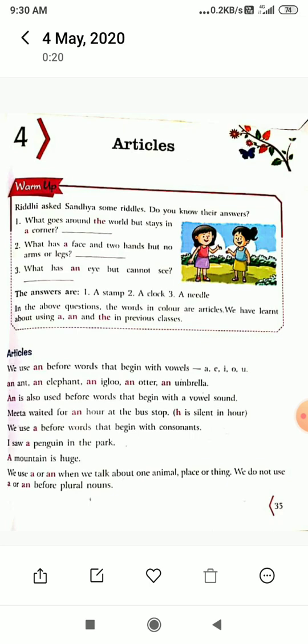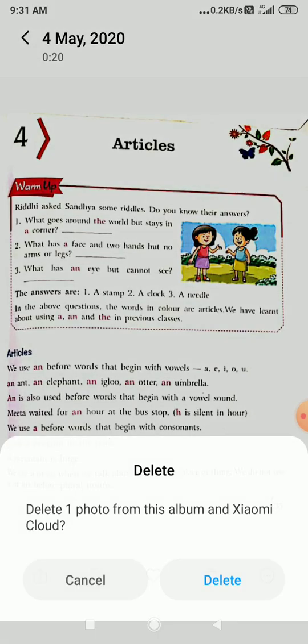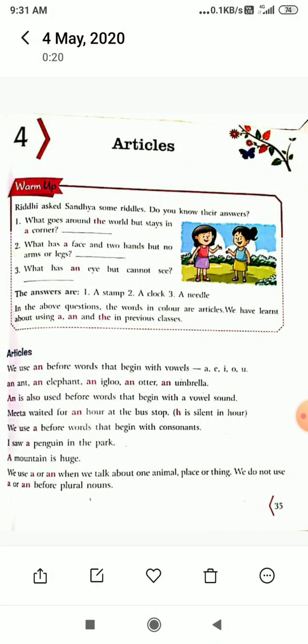What goes around the world, जो पूरे वर्ल्ड में जाती है, घूमती है, but stays in a corner, पर उसकी जगह क्या है? A corner. रहती कहाँ है? A corner. So the answer is a stamp. Have you seen a stamp? It stays in a corner of an envelope or a letter.